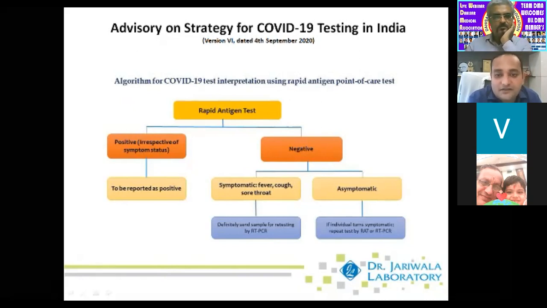If the antigen test is negative, we have to do a further classification into symptomatic and asymptomatic. If the patient is symptomatic, we have to go ahead and do an RT-PCR. And if the patient is asymptomatic, we don't have to do anything further. We just have to monitor the patient for development of any symptoms. And if symptoms develop later on, we again have to do a rapid antigen test first, and if negative, then a PCR. It's a very simple algorithm. Rapid antigen test positive or negative. Positive, it is confirmed. Negative, we have to look at symptoms and then decide on the PCR. Next slide, please.